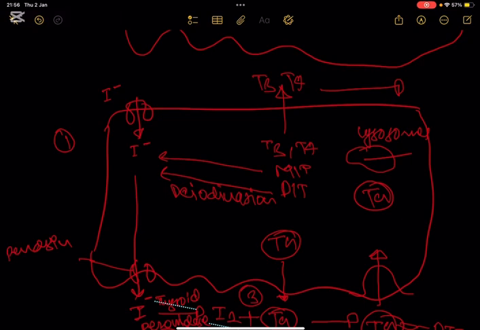Basically in our body T4 is produced more, but the active hormone or the more potent one is T3. So to control our basal metabolic rate, the T4 is converted into T3, and this process is known as deiodination, and it takes place with the help of the enzyme iodothyronine deiodinase.